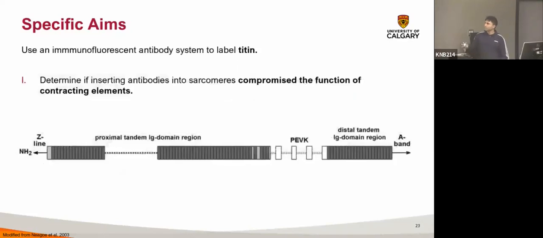When we wanted to label titin, we wanted to initially determine if we're compromising the function of the contracting elements. Again, like with the alpha-actin and myosin, but this time, because we're labeling something a little bit more invasive, we wanted to do the same type of control experiments. So we labeled on the proximal and distal side of PEVK. We figured this was a nice spot for labeling because it would separate out our entire titin filament into the three distinct regions: the proximal, the PEVK, and the distal.